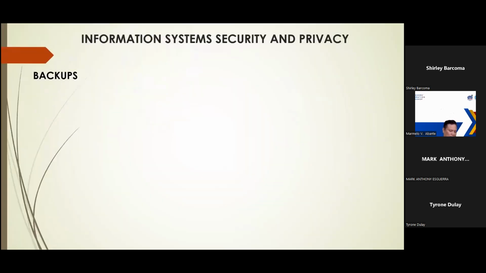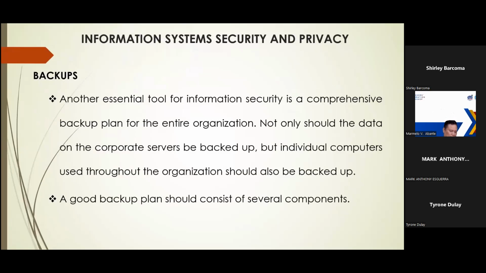Next is backups. Another essential tool for information security is a comprehensive backup plan for the entire organization. Not only should the data on the corporate servers be backed up, but what individual computers use throughout the organization should also be backed up.